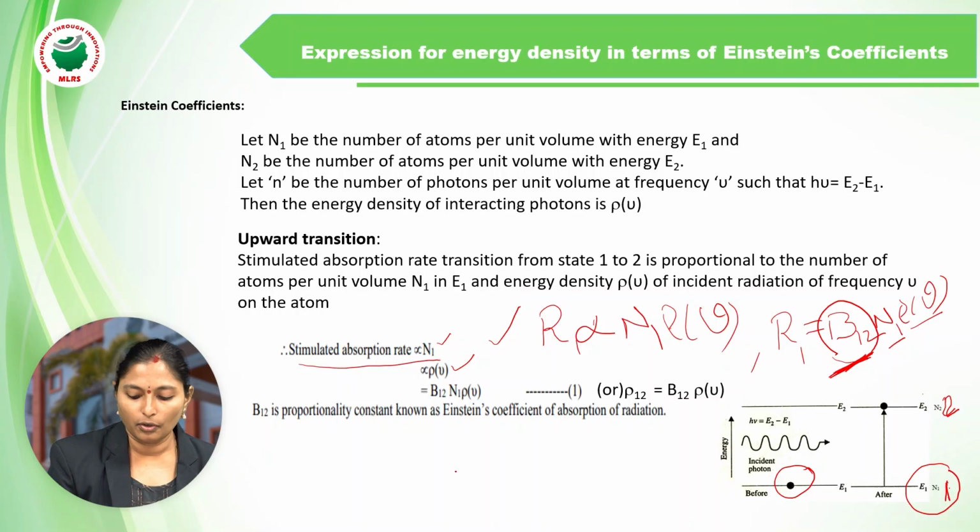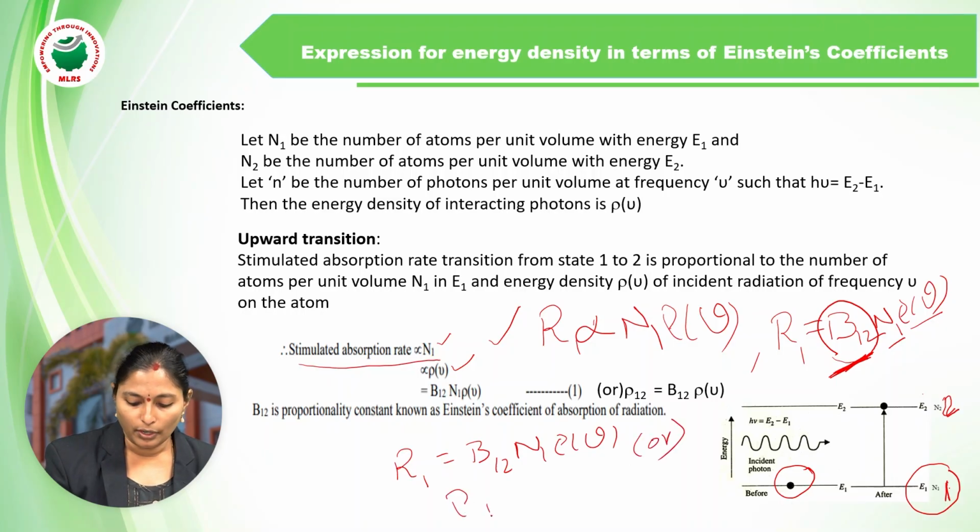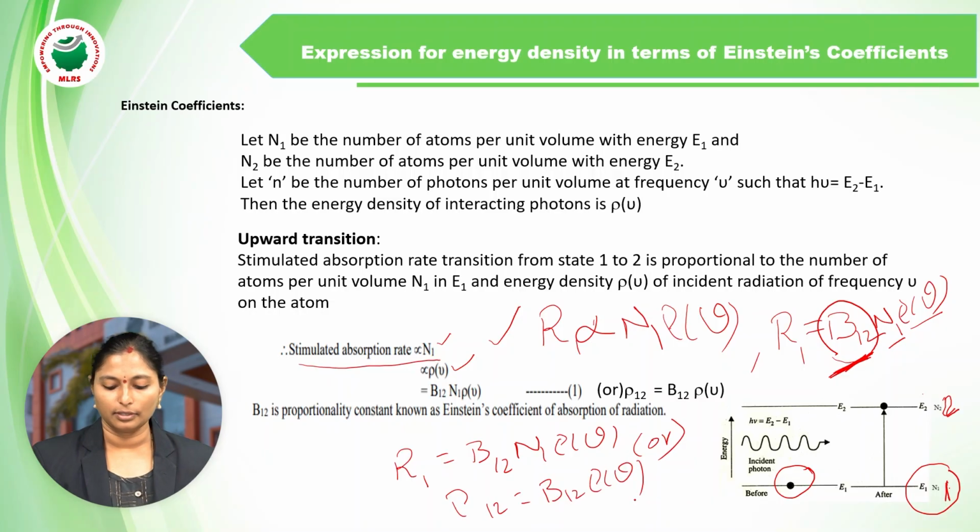So how are we going to write it? R1 is equal to B12 N1 rho nu. We can also write it like this: R12 equal to B12 rho nu. We can also write it like this. Okay, so this is the first process.